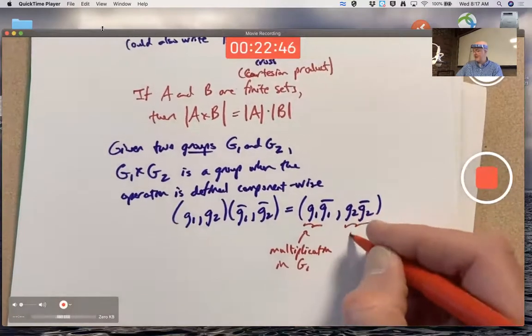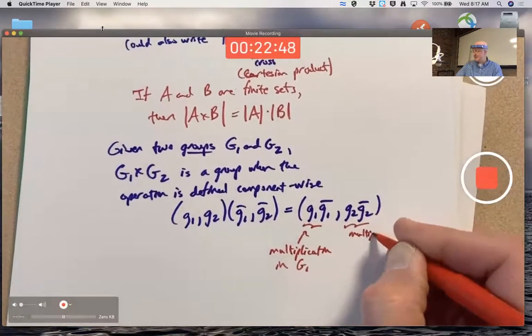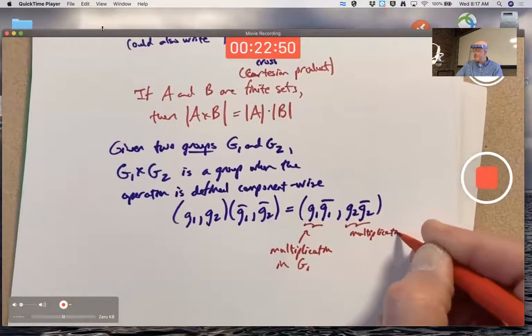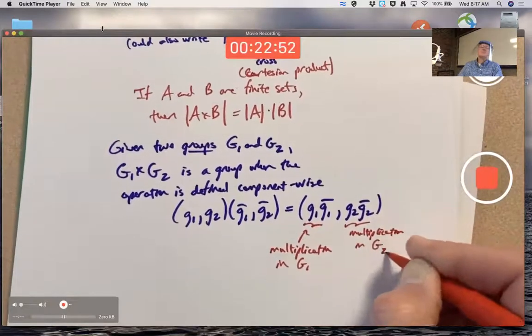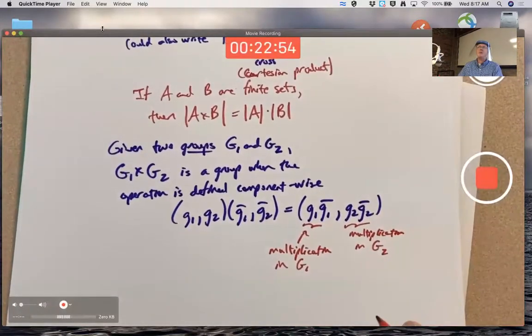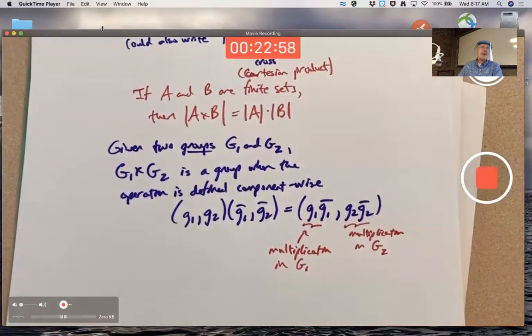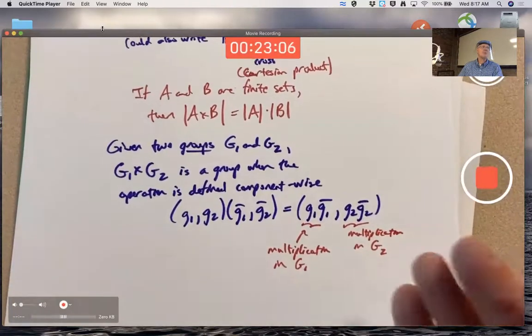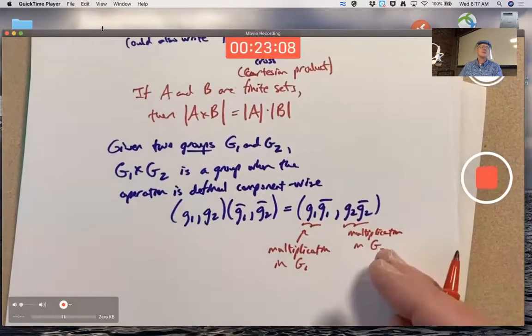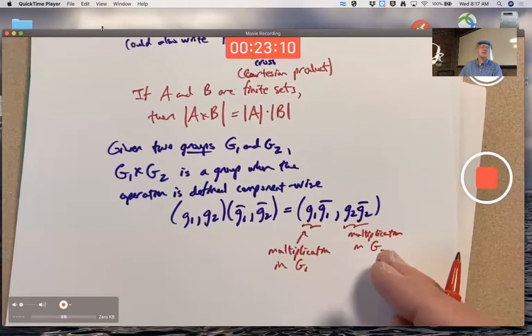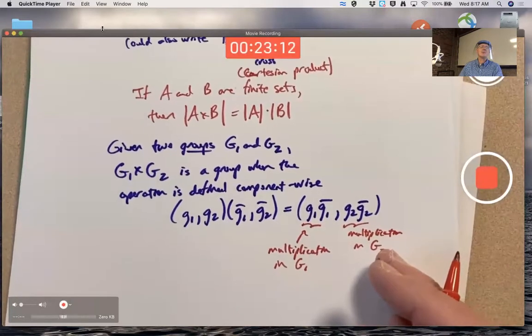And this is a multiplication in G2. And again, if the operation was an addition, it would be more natural to use a plus sign. But again, in abstract group theory, just for the sake of simplicity, and as a time-saving device, we always write multiplicative notation.